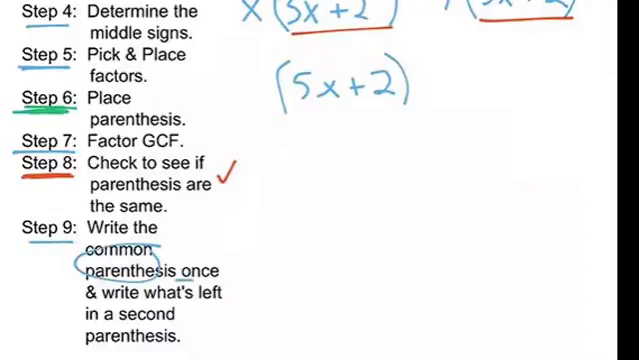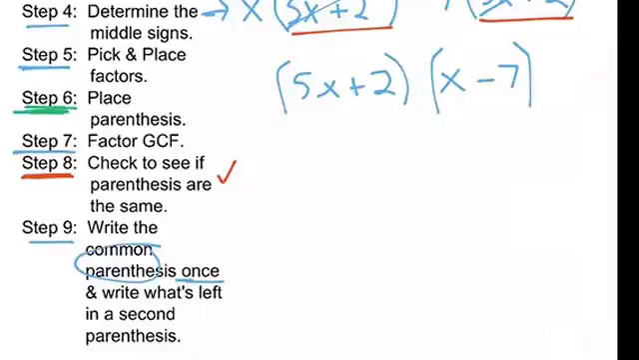I'm going to write it one time. I'm going to cross that out. What do I have left up here on this line? I have an x and a minus 7. That is my factored form.